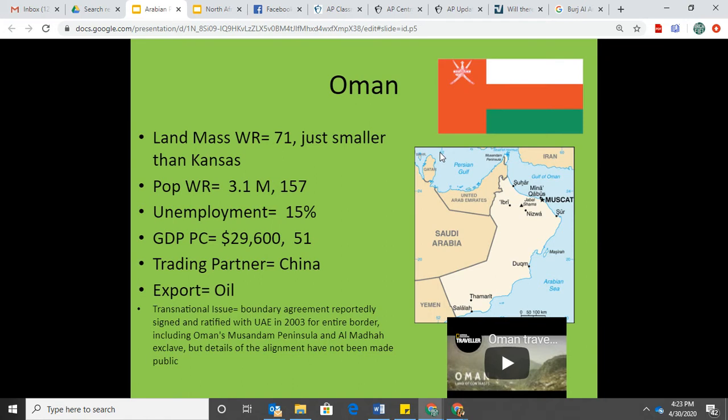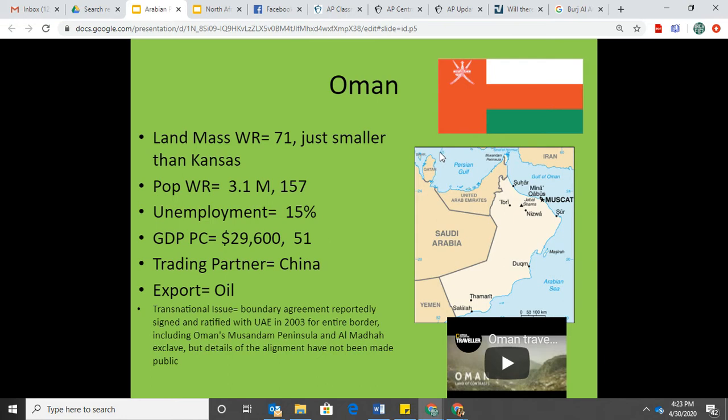There's a good Carl Zeus pun for you on this Friday. Oman is very tiny, smaller than the size of Kansas, and smaller than Kentucky in terms of population, 3.1 million. We have about 5 million people, so they only have 60% of our population. Unemployment's relatively high. Their GDP per capita is pretty decent, $29,000, 51st in the world. And usually when you have oil and a small population, you're going to have a high GDP per capita because that oil gets divided into a small population.